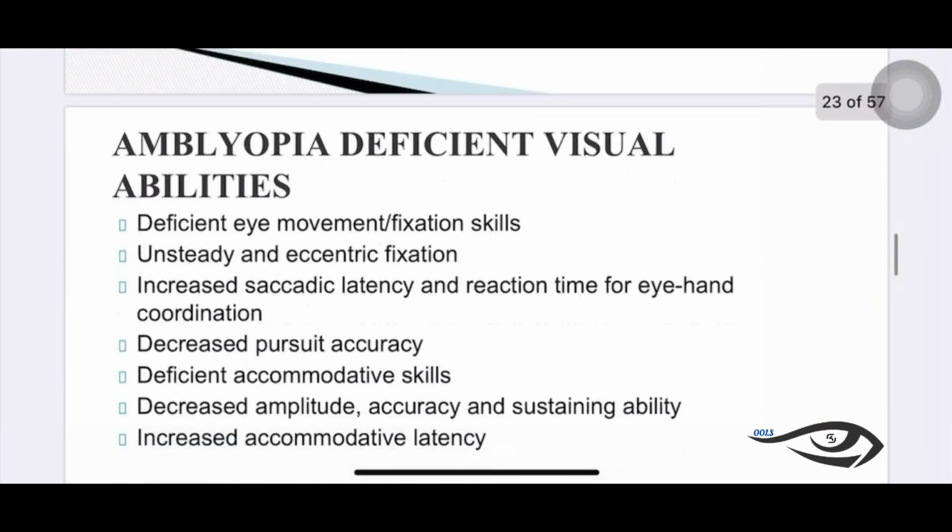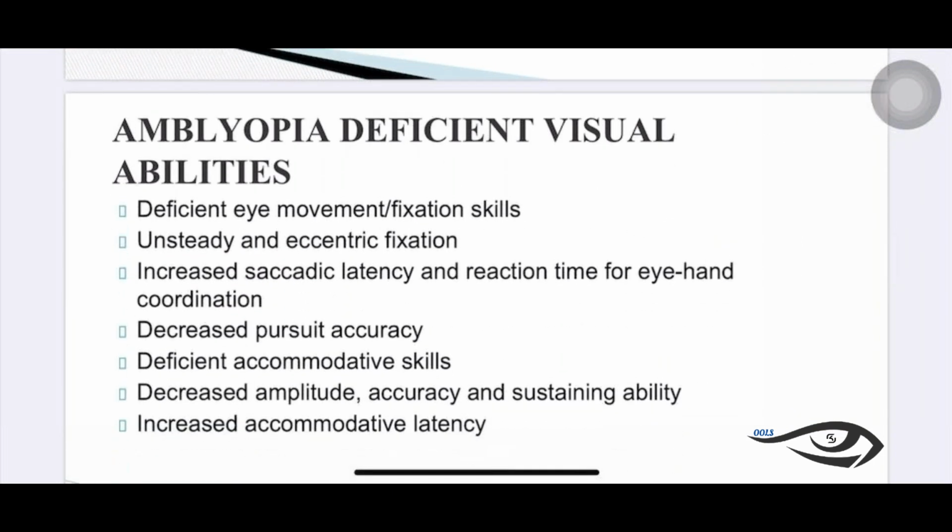Next is amblyopia deficient visual ability. Suppose a person is getting amblyopia, what all the things can be there? What all the diagnosis can you do? Clinically, what all the things can you see? So first thing is deficient eye movement and fixation skills. You can see poor saccadic movement, poor pursuit movement. You will see the fixation of the fovea will be unsteady, and sometimes it can be unsteady or eccentric fixation, depending upon which type of amblyopia is there.